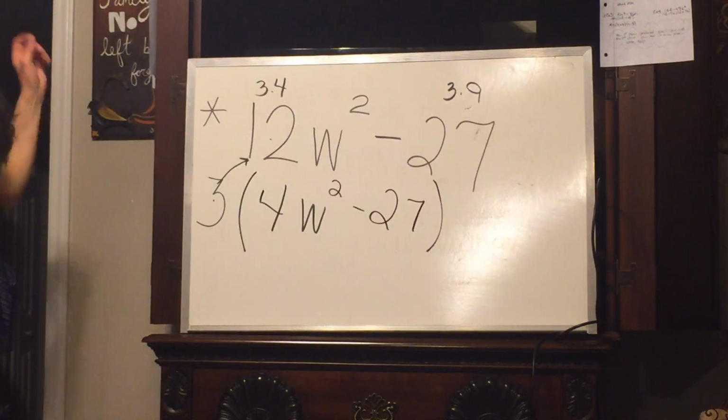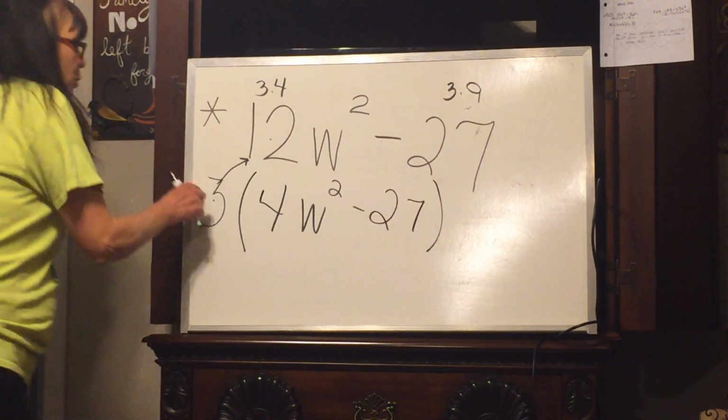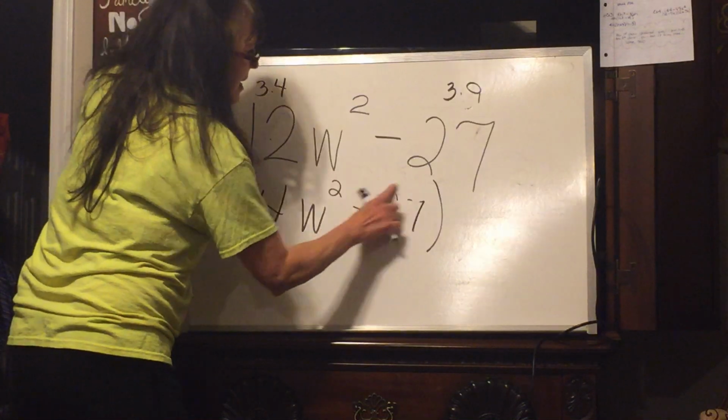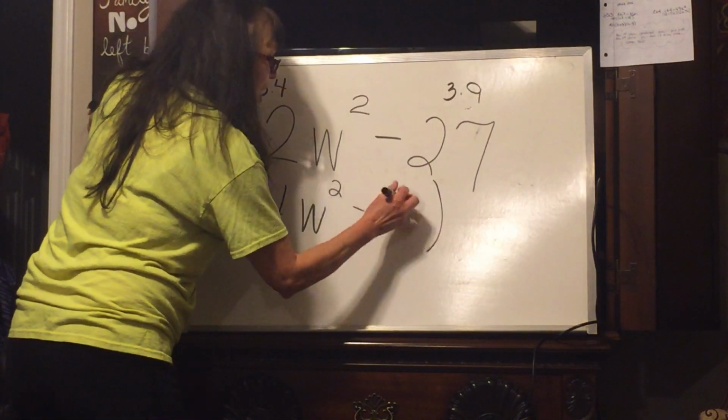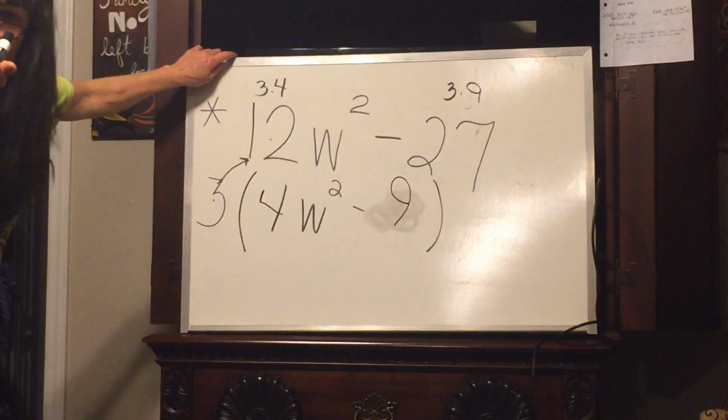Now, I made a mistake. 3 will go into 27 9 times. Boy, I'm glad I caught that before Luke King did.